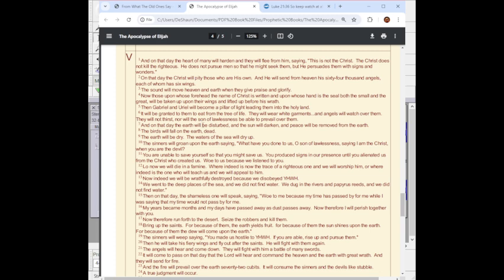And on that day the earth will be disturbed, and the sun will darken, and peace will be removed from the earth. When the holy people are removed from the earth, those of us that are walking around peaceful, we're going to be removed. We're going to be spared. And when we're taken away, guess what? All the angels that have been serving all humanity because of us being here on the earth are no longer going to be serving the wicked upon the earth.